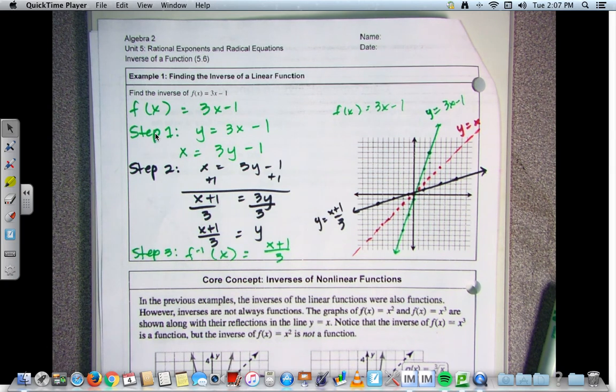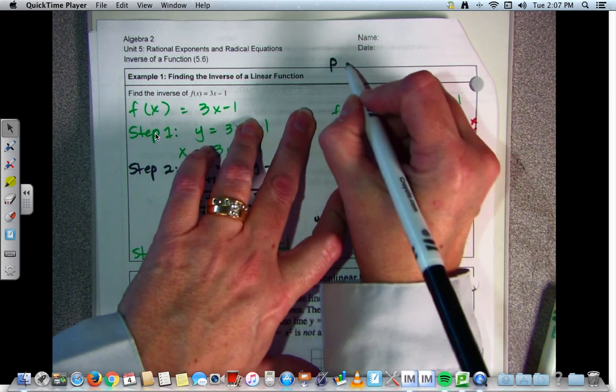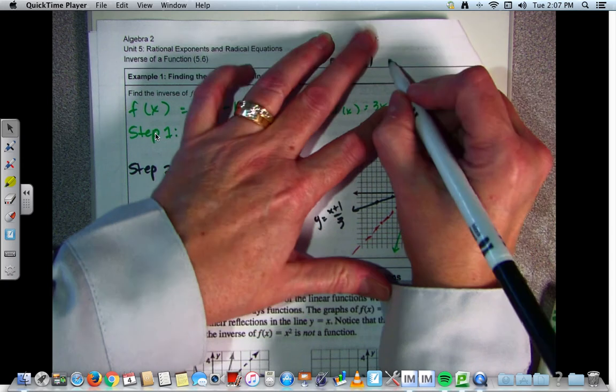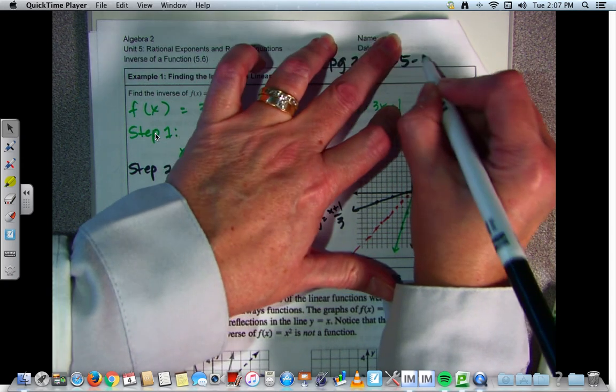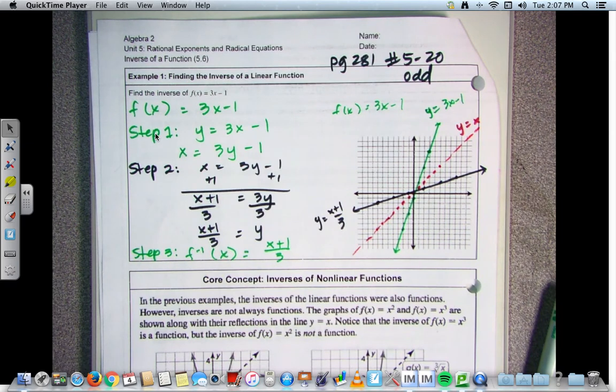So for today, you will be working off of page 281, and you'll be working on problems 5 through 20. If you're not sure what you need to do, please take a peek at the agenda, and that will give you an accurate reflection of what we are working on today.